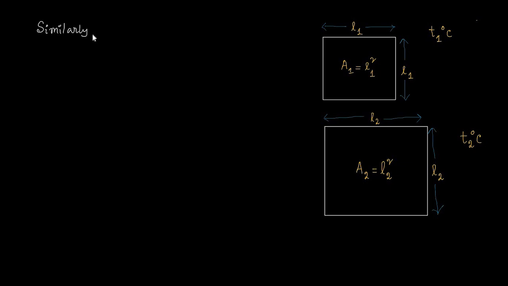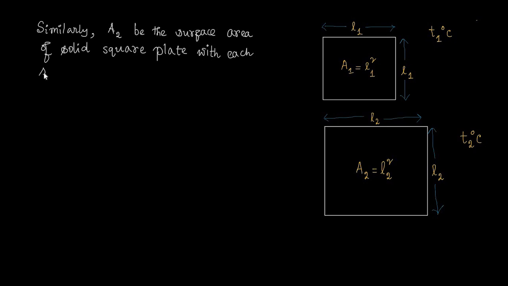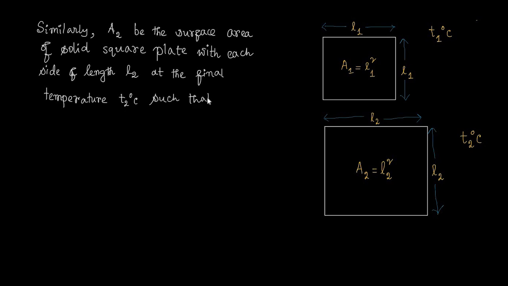Similarly, let A2 be the surface area of the same solid square plate with each side of length L2 at the final temperature T2 degree C, such that A2 is equal to L2 square.